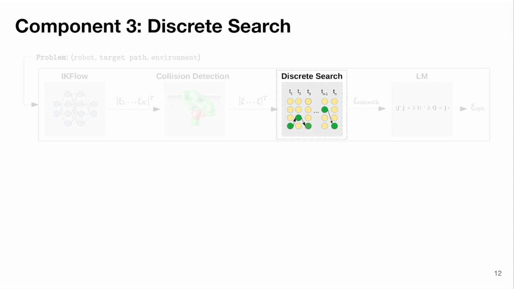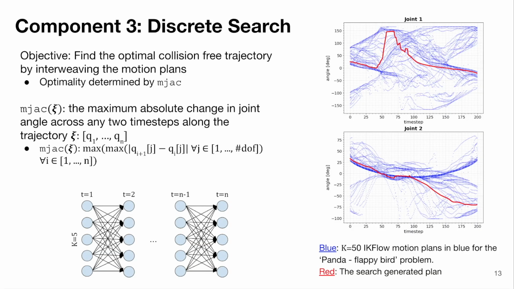A search procedure is now run on the motion plans. A globally optimal trajectory is found by searching through a graph constructed from the motion plans, where optimality is determined by the MJAC metric. MJAC is the maximum absolute change in joint angle across 2 time steps during the entire trajectory. In practice, a robot will move smoothly when executing a low MJAC trajectory. 50 motion plans are shown in blue on the right. The red line is the solution found by the search procedure. This trajectory is optimal with respect to MJAC and is collision-free.